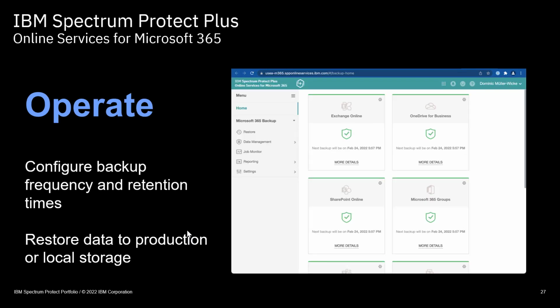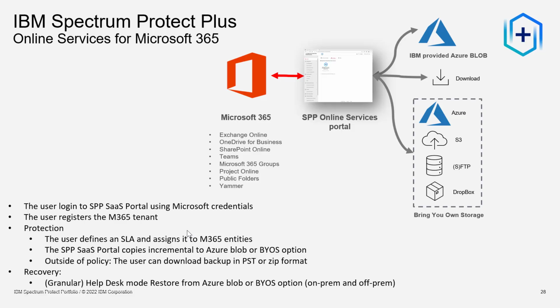And then you'll simply be able to do operations against this, whether it's configuring the backup frequency and retention times, or whether it's doing restores or generating reports or checking the job log. So do check out the couple videos I have on IBM Spectrum Protect Plus online services for Microsoft 365. I think you'll really love the extent of what we protect in Microsoft 365 and the flexibility of this SaaS offering.